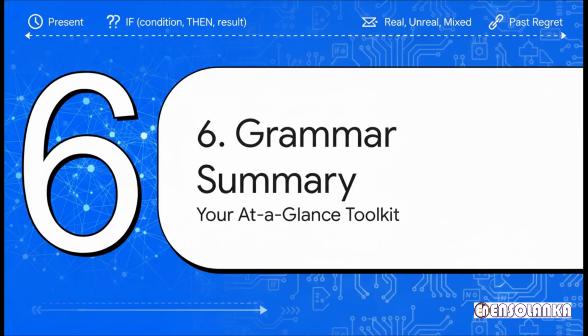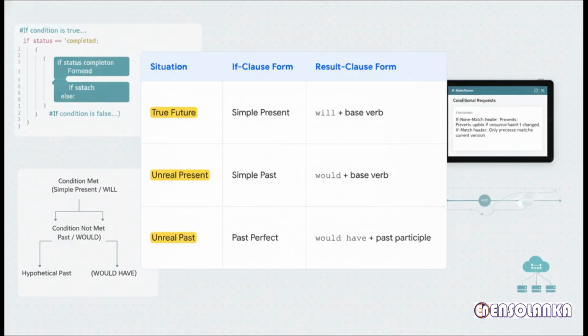Okay, let's pull everything together in our final section, the grammar focus summary. I want you to think of this as your one-page toolkit for everything we just went over. This table right here is your cheat sheet. Let's just walk through it one more time. For a true future situation, a real plan, use simple present in the if clause and will in the result. For an unreal present, a hypothetical, you shift back to simple past and would. And finally, for an unreal past, when you're analyzing what could have been, use past perfect and would have.